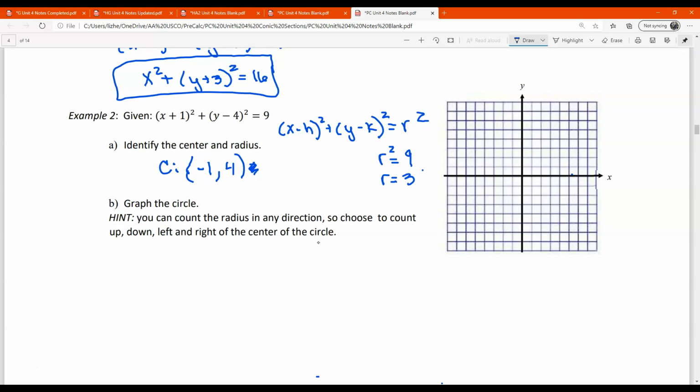Now remember, technically that would be plus or minus 3 in solving that, but a radius is a distance, so it's positive. B, graph the circle. So when you graph a circle, the first thing you want to do is put the center on.